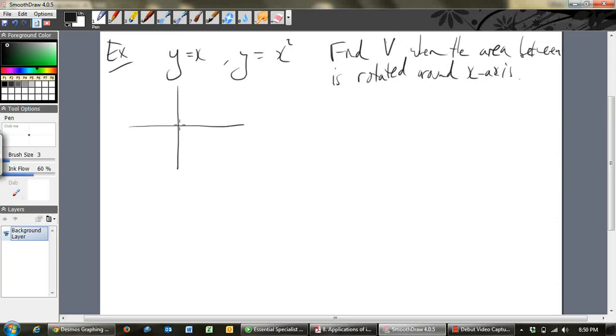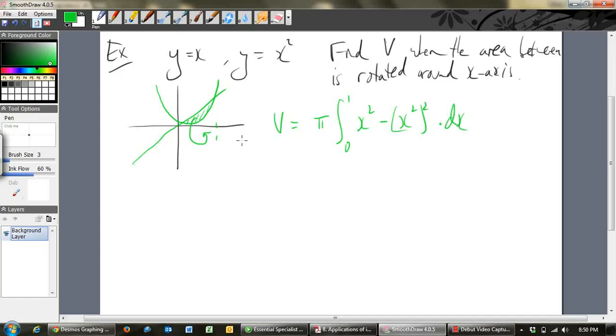y equals x, y equals x. Drives me insane. y equals x and y equals x squared looks like that, and so it meets at 1. What we want to know is, when that area is rotated around the x-axis, what is the volume? So the volume will be equal to pi times the integral from 0 to 1, that's where they intercept, of the top function squared. The top function is y equals x, so it's x squared, minus the bottom function squared, so minus x to the power 4 dx. And so there's your integral.